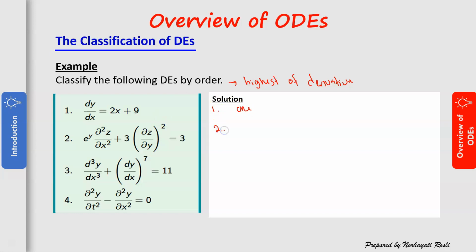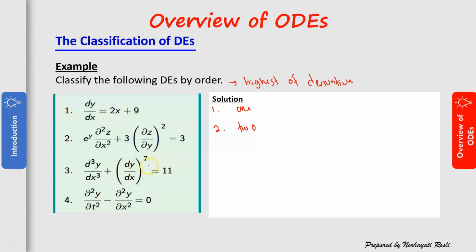And then for number 2, the highest derivative here is, this one is 1 and this one is 2. So the highest derivative here is 2. If you see, you have here power 2. But remember, the order is not affected by the power. So now, the highest derivative in this equation is 2, which means that it is order 2.